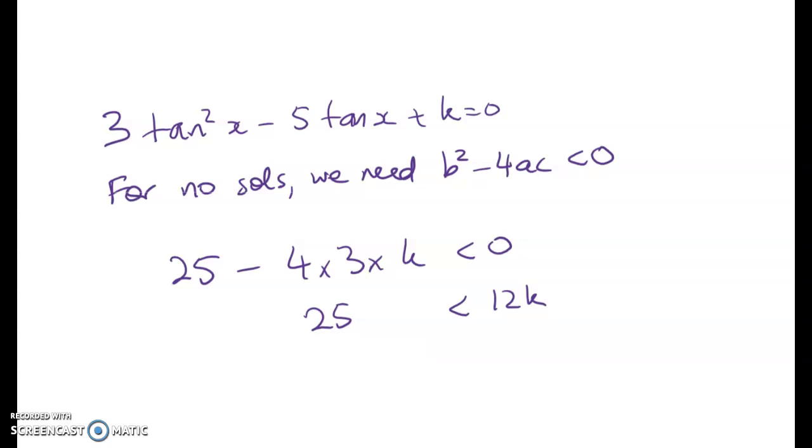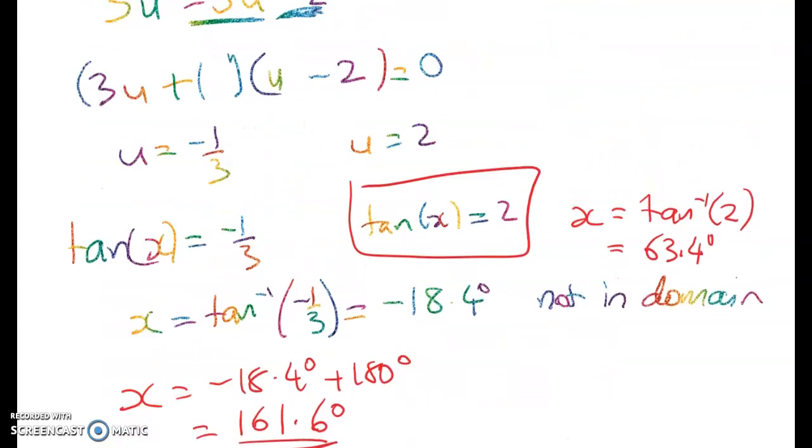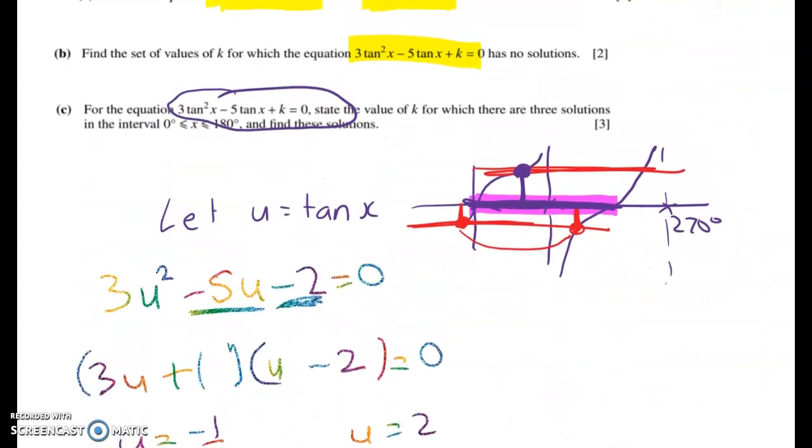So 25 is less than 12k, which gives me, let's go slowly. Let's divide both sides through by 12. So 25 over 12 is less than k. But it's nicer to write that as k is greater than 25 over 12. So there we go. For any constant above 25 over 12, that equation will not have any solutions.